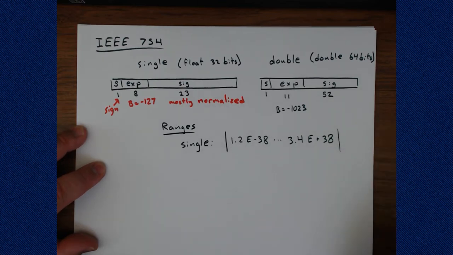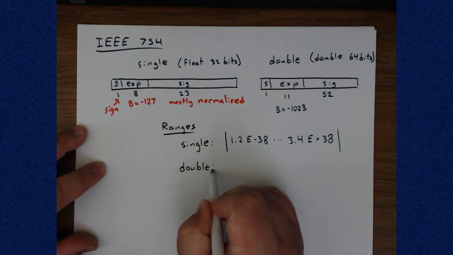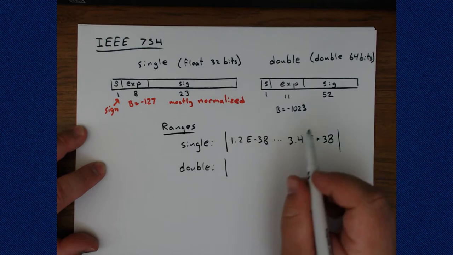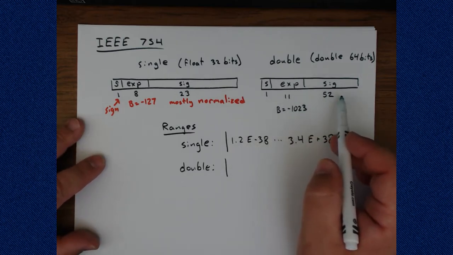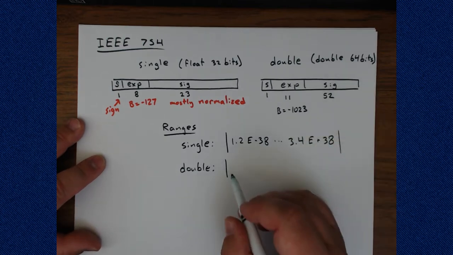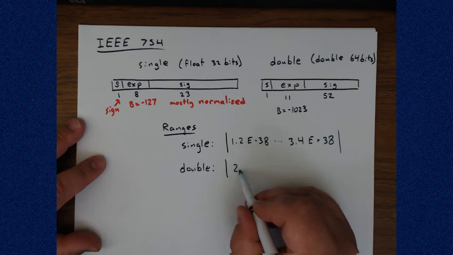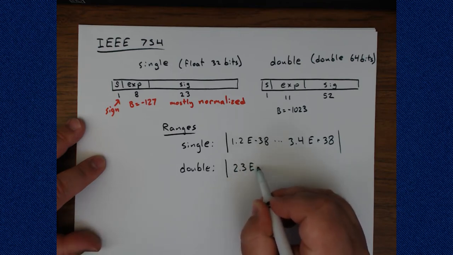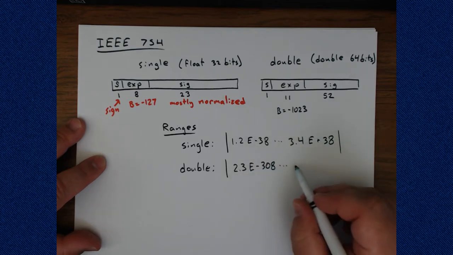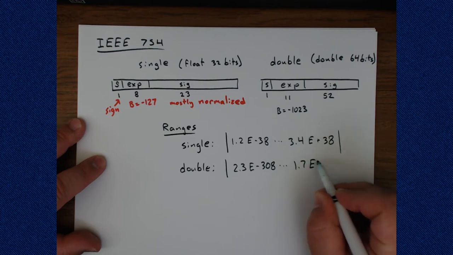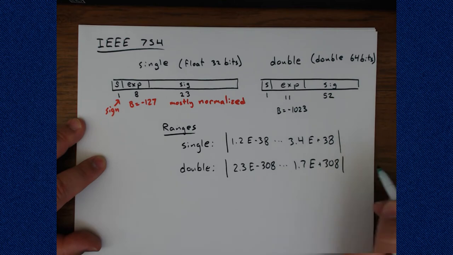Now, absolute value. On the double side, because we have more bits both for the exponent and for the significand, the range definitely increases. So our range now goes down to as close to 0 as 2.3 e to the negative 308, all the way up to 1.7 e to the 308 also, I think.